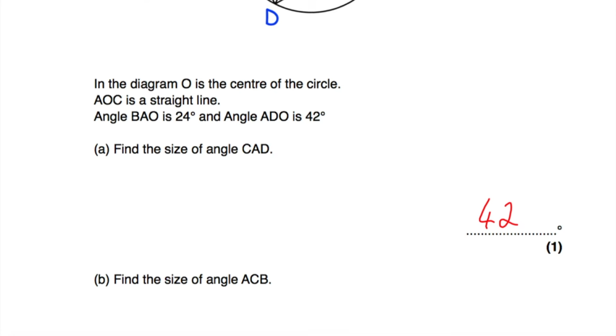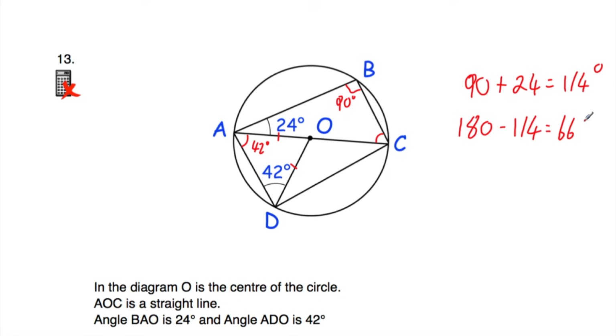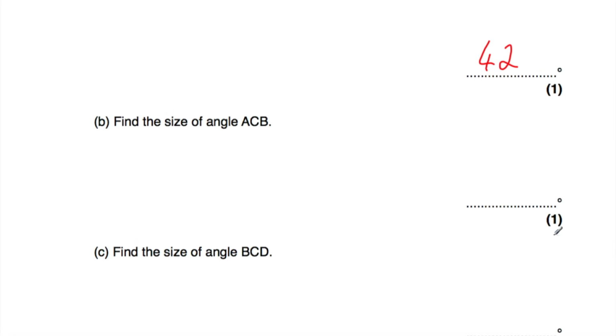Part B says to find the size of angle ACB. So we want to find the size of this angle here. Because I know that AC is the diameter, this is a triangle inside of a semicircle. So we've got this semicircle and this triangle, so that means that's a right angle, 90 degrees. To work out the size of this angle, I'm going to add together 24 degrees and 90 degrees, and then take that away from 180. So 90 plus 24 is equal to 114 degrees, and then 180 take away 114 is equal to 66 degrees. So the angle ACB is 66 degrees. And that's it. Let's write that down, 66 degrees.